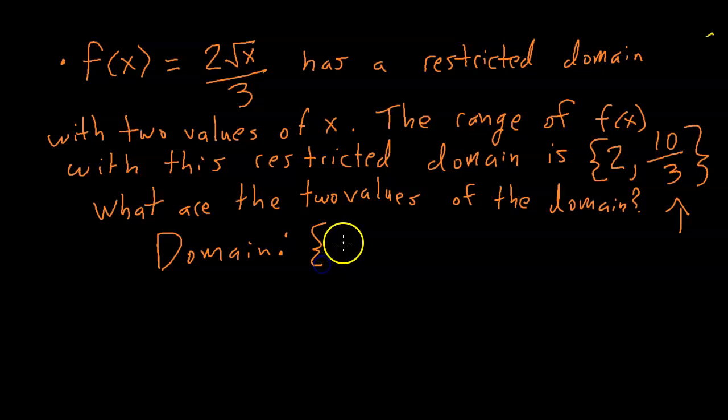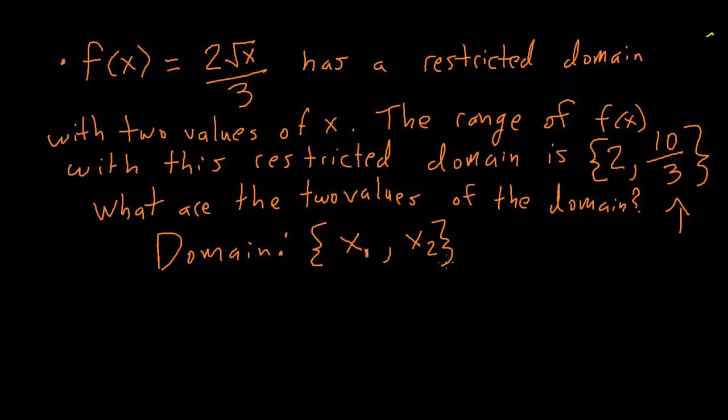Let's have our squiggly lines. There's going to be one value of x, let's call it x sub 1. And there's going to be another value of x, let's call it x sub 2. We don't know what these values are yet, but we know they're x values, and we know they're the two values of the domain, okay?